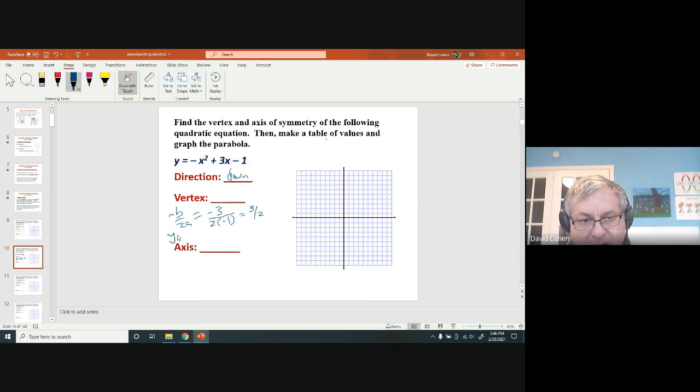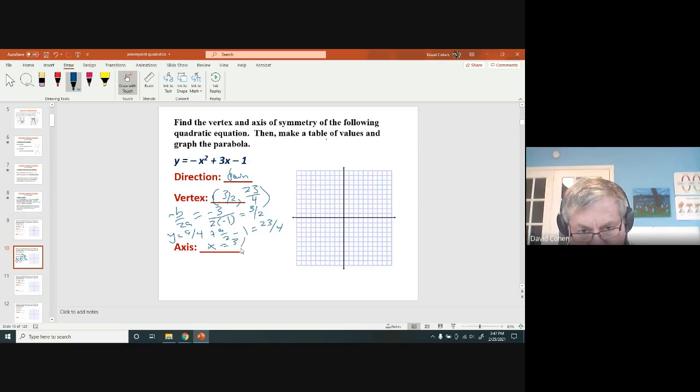So my y is going to equal 9/4 plus 9 over 2 minus 1. We can convert all of this, of course, into fourths. I'll do that out loud. 9/4 plus 18/4 is 27/4 minus 4/4 is 23/4. So my vertex will be at 3/2, 23/4.